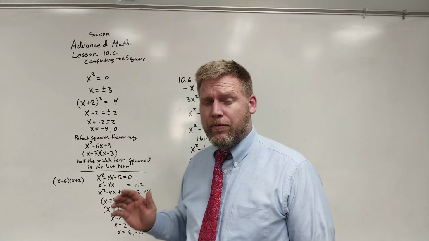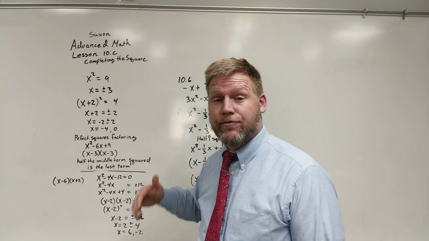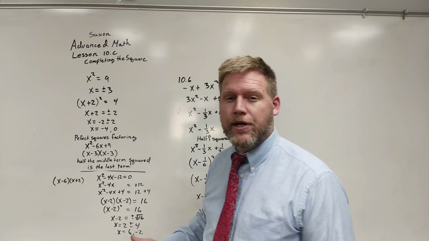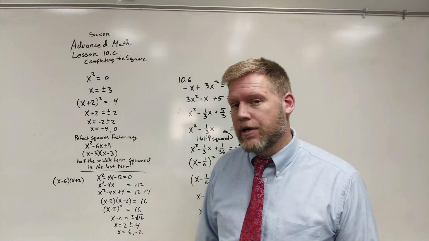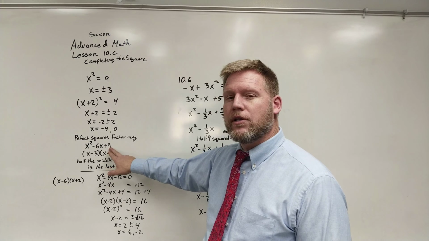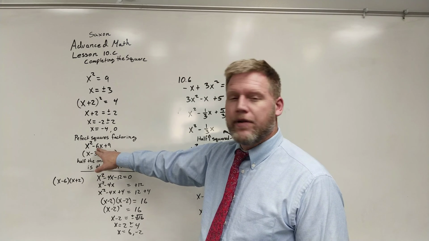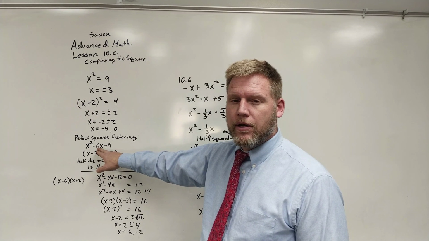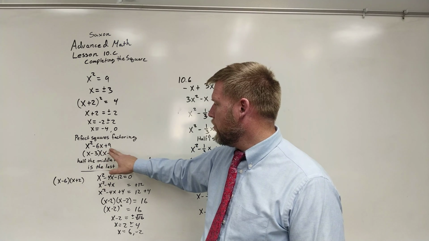One of the things that we need to point out before we get into actually factoring using completing the square is understand what a perfect square is. A perfect square is when half the middle term squared equals the last term. What's half of -6? Well, that's -3. Square it, you get 9, and that works.